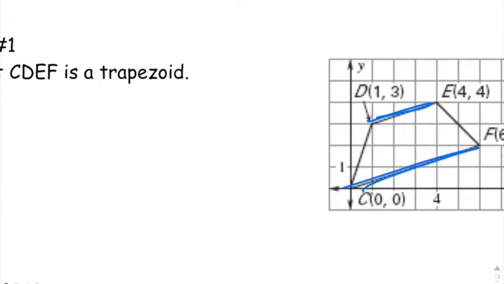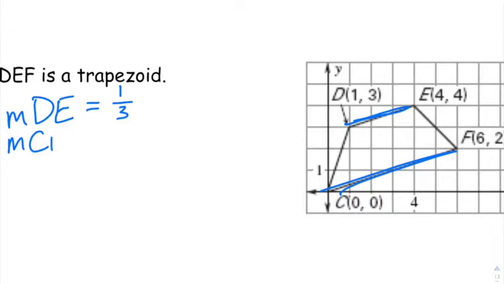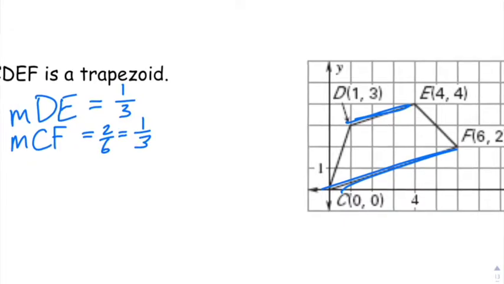Nice and easy there. So I'm going to say M of DE. I don't really have a good notation for that, so I just say the M for slope. So the slope of DE looks like it's up 1 and then over 3. So that's 1/3. The slope of CF is up 2 and then over 6, which reduces to 1/3 as well. So that verifies that they are parallel.